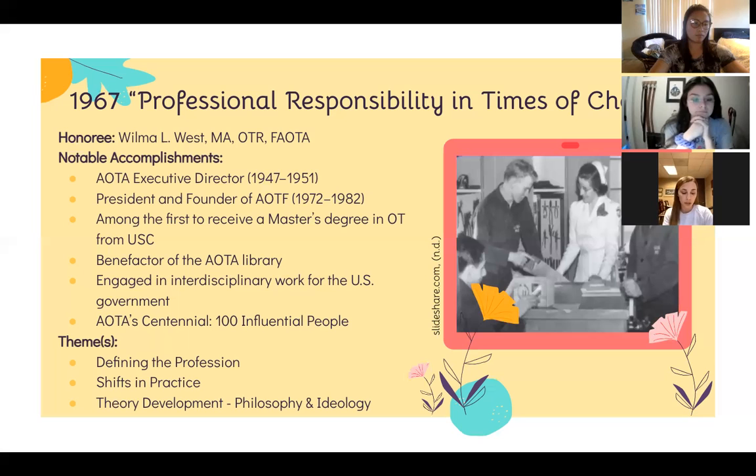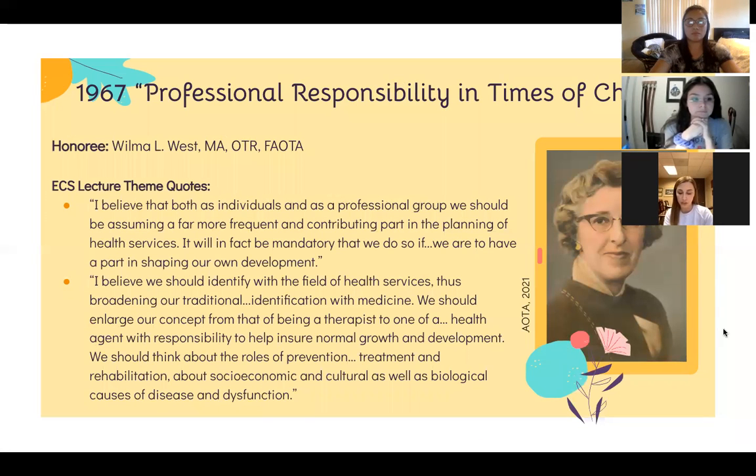And then the quote I wanted to use from her lecture was, I believe we should identify with the field of health services, thus broadening our traditional identification with medicine. We should enlarge our concept from that of being a therapist to one of a health agent with responsibility to help ensure normal growth and development. We should think about the roles of prevention, treatment, and rehabilitation, about socioeconomic and cultural, as well as biological causes for disease and dysfunction.